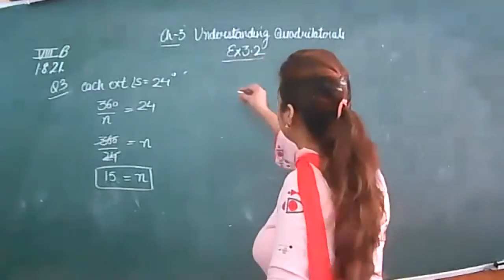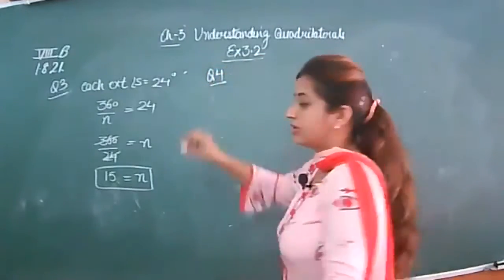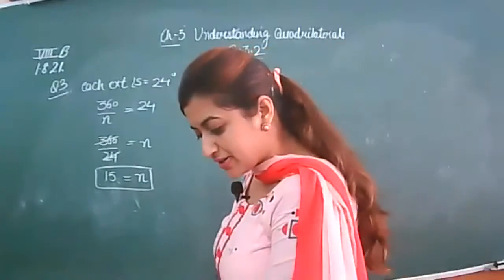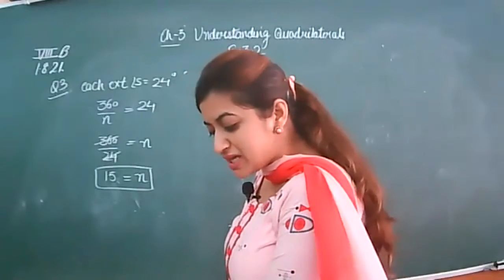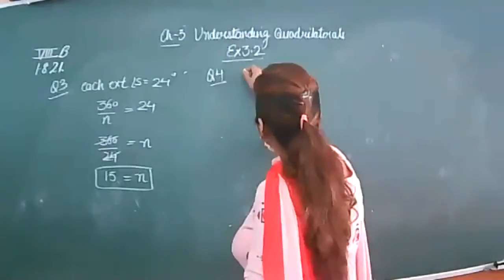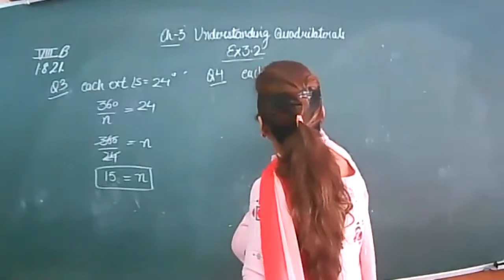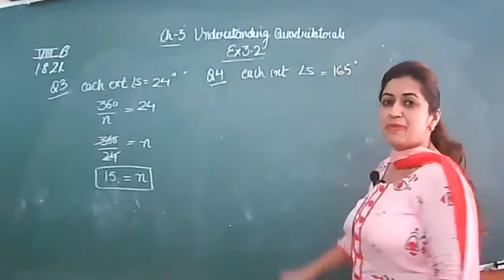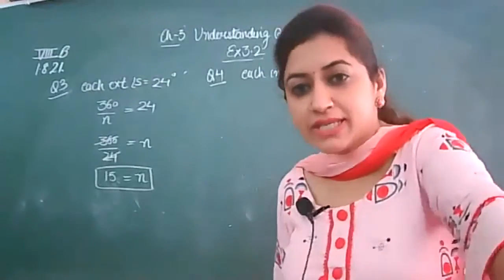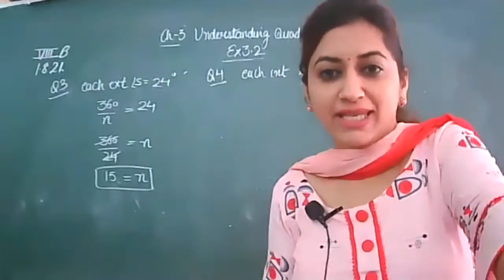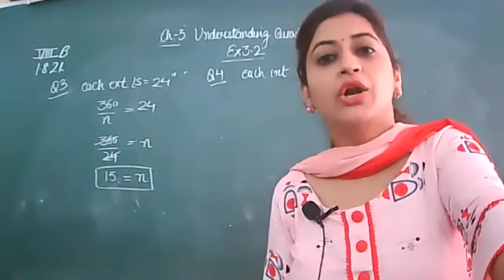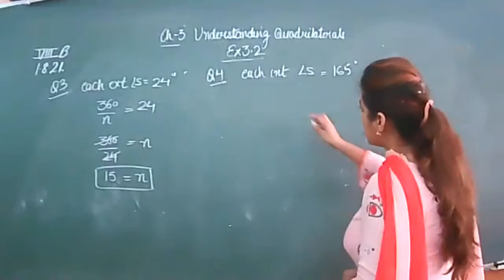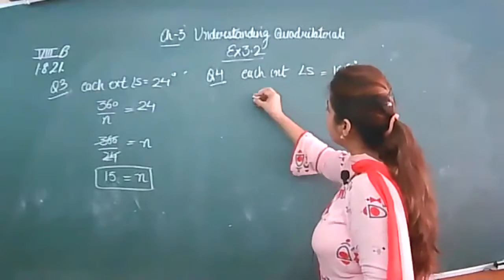Question number 4 is: how many sides does a regular polygon have if each interior angle is 165? Yes, make sure that whenever you are given the interior angle, you will always find the exterior angle, then you will use the formula. Don't go for the direct formula of interior angle. That will be complicated.